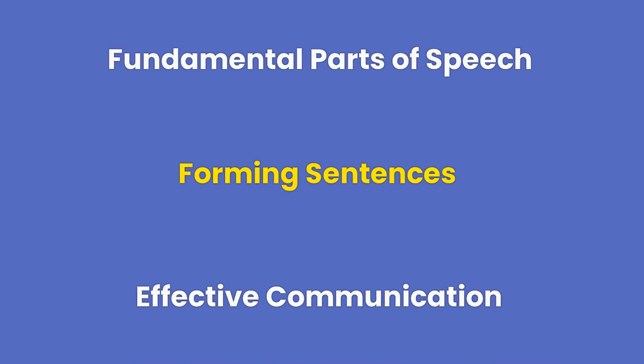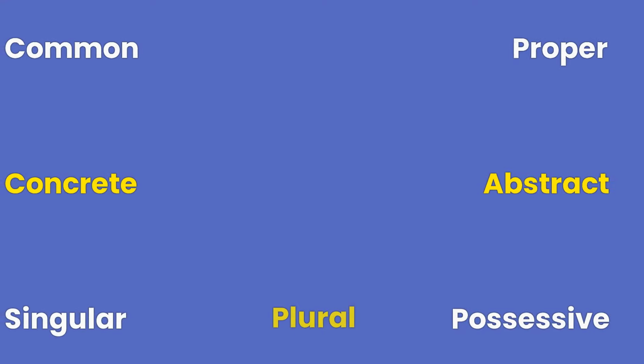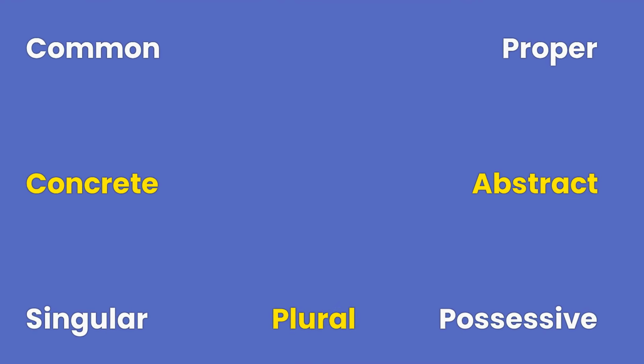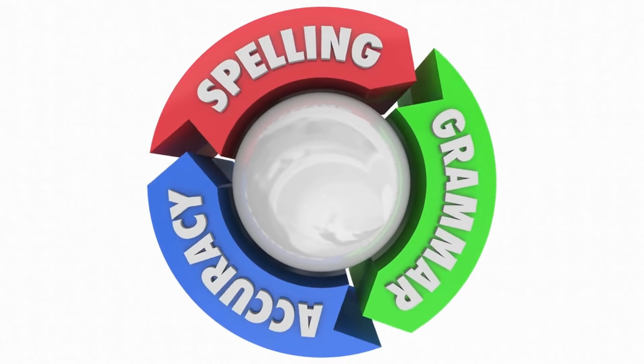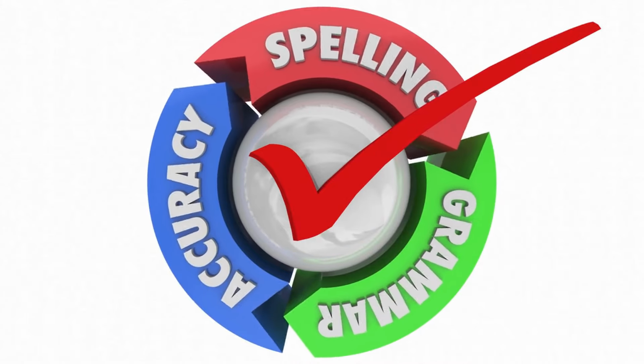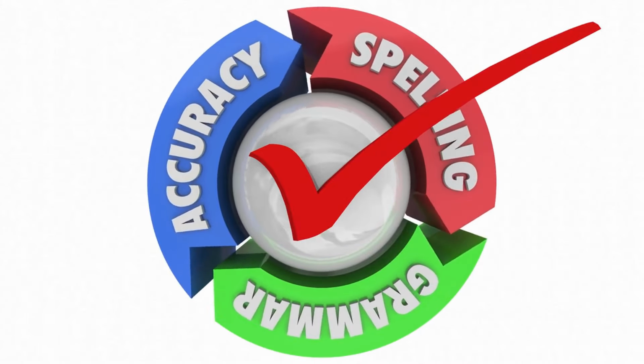In summary, nouns are one of the fundamental parts of speech in English. They are essential in forming sentences and communicating effectively. Nouns can be categorized into common, proper, concrete, and abstract nouns. They can also be singular or plural and possessive. By understanding the different types of nouns and how they function in a sentence, one can greatly improve their English grammar skills.